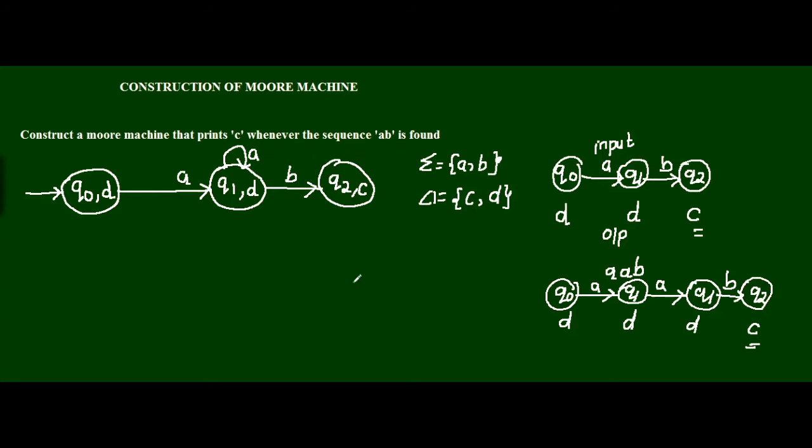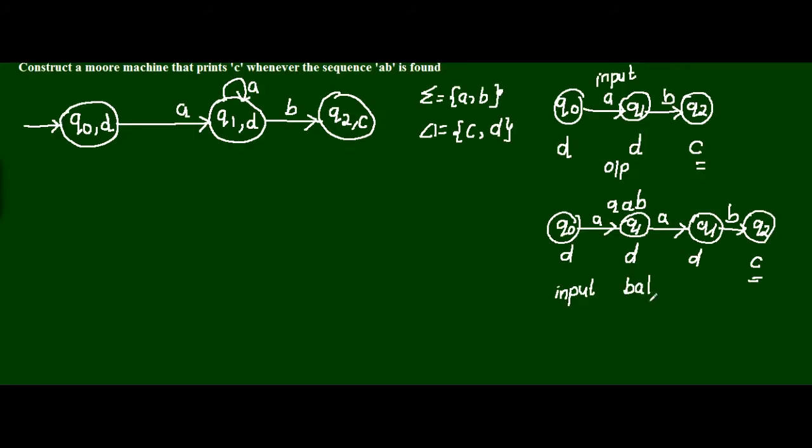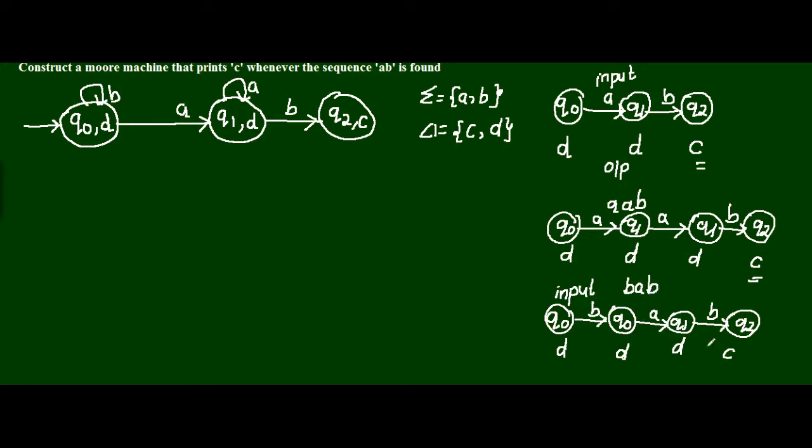So in this input there is only one occurrence of AB, and I have got only one C. Now let me take one more input, BAB. If the input is B, I don't have any next state from the initial state, so I am going to give a self loop over here. So from Q0, if the input is B, the next state is Q0, and if the input is A, the next state is Q1, and if the input is B, the next state is Q2. The output of Q0 is D, again D, the output of Q1 is D, and the output of Q2 is C. Here in this input I have only one occurrence of AB and I have got only one C as output.